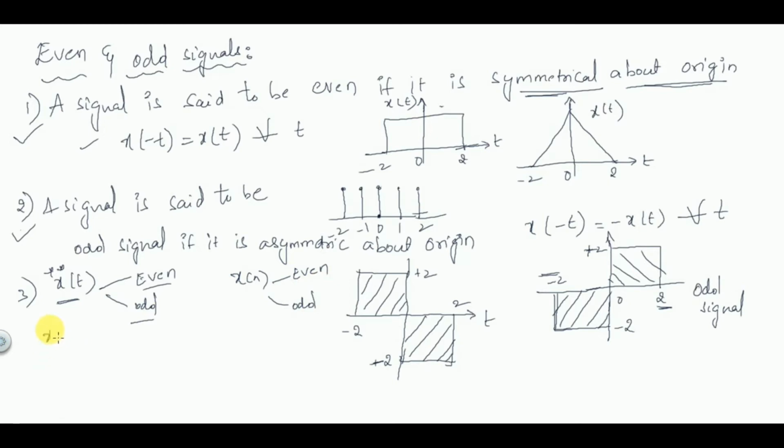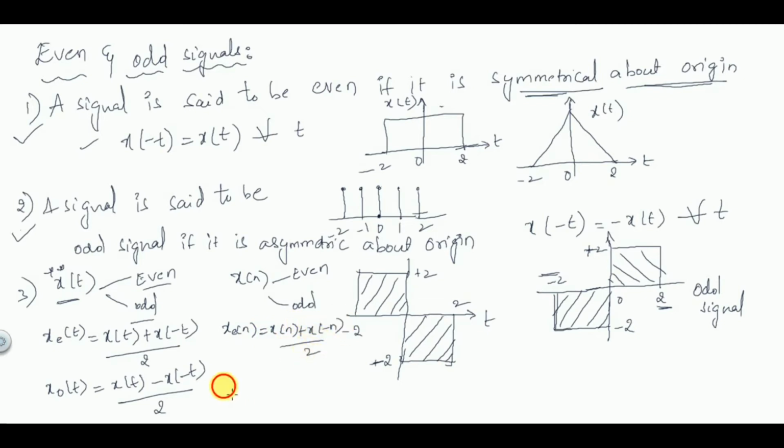That is found by using these formulas. Xe of t, which is the even component, is given by x of t plus x of minus t divided by 2. Similarly, odd component xo of t is x of t minus x of minus t divided by 2. Similarly, if the given signal is discrete in nature, xe of n is equal to x of n plus x of minus n by 2. And similarly, odd component is x of n minus x of minus n divided by 2. Okay, so these are the formulas which are used to find the even and odd components in a given signal.